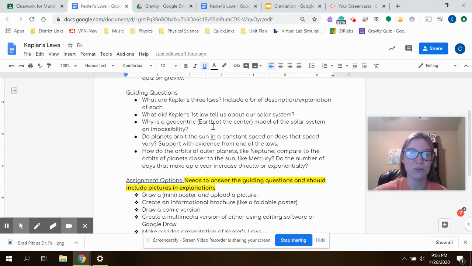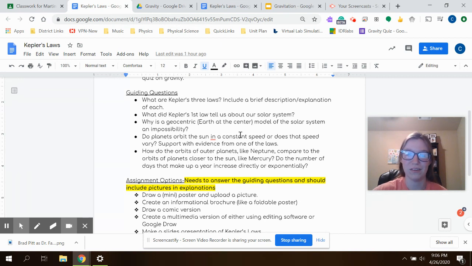So why is it geocentric? You're going to hear this word a lot. Geo means Earth. Centric means the center. So the geocentric model of the universe, you guys know, it just means everything rotates around the Earth. How is that an impossible scenario? And why would it seem like it wasn't?